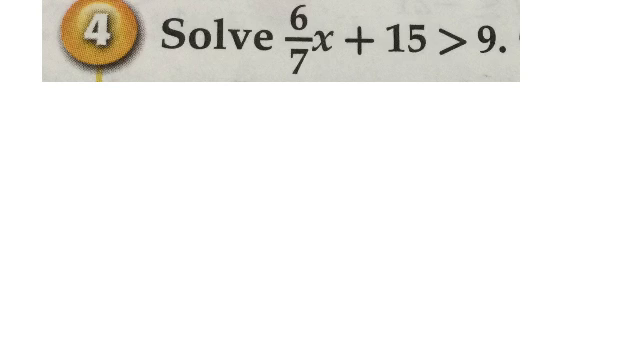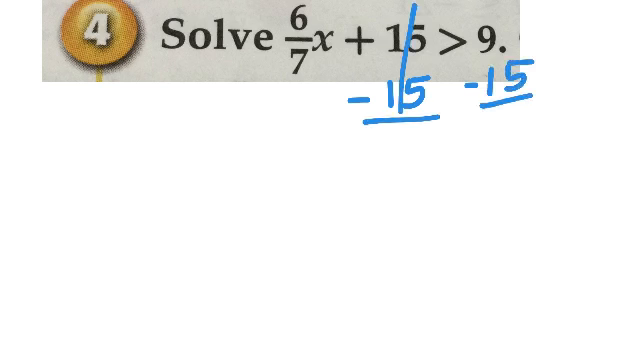Which one do I want to undo first? Get rid of the adding 15 because it's farther away. So we subtract 15 from both sides. That's going to cancel. I'm going to be left with 6/7 x, and I'm going to have a negative 6 over here. Now I just subtracted from both sides.